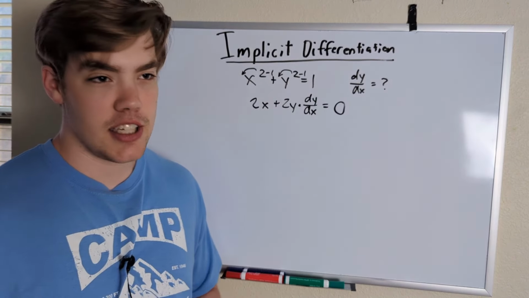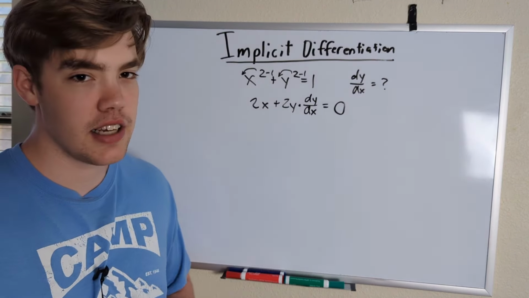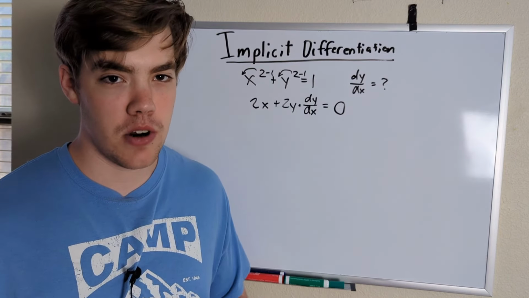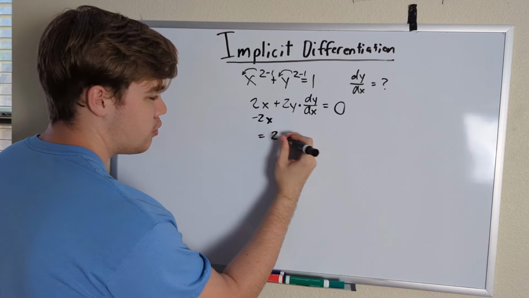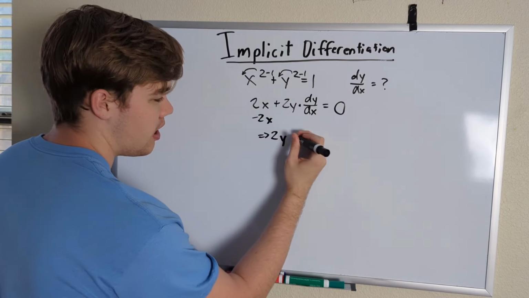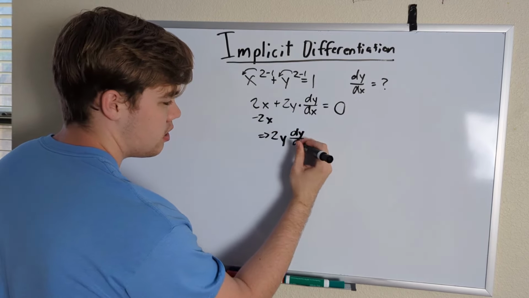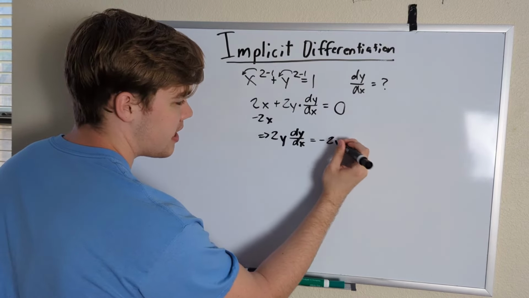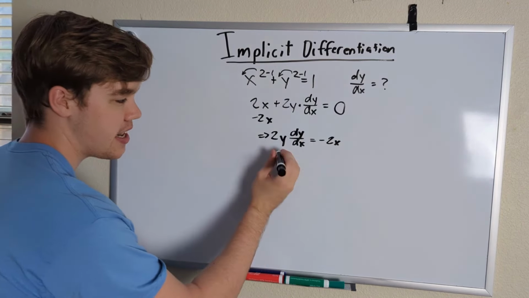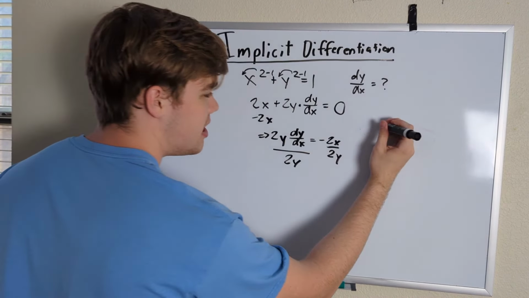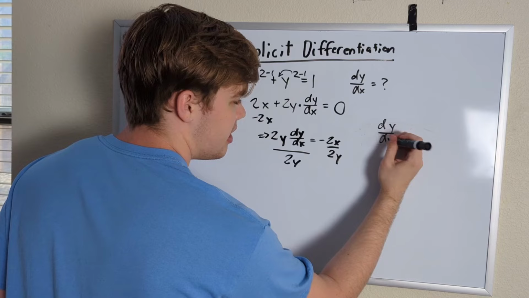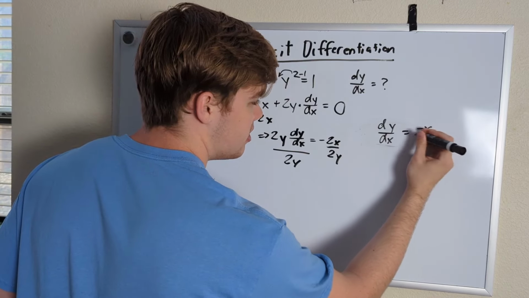So now this problem is just a simple matter of isolating dy dx. And that's pretty easy. We've been doing this since Algebra 1. Here we just subtract 2x. So now 2y dy dx is equal to negative 2x. In order to isolate for the dy dx, we just have to divide by 2y on both sides. So dy dx is now just equal to negative x divided by y.